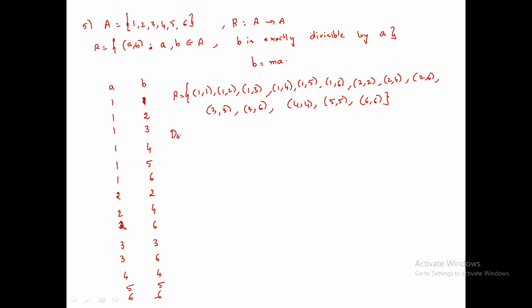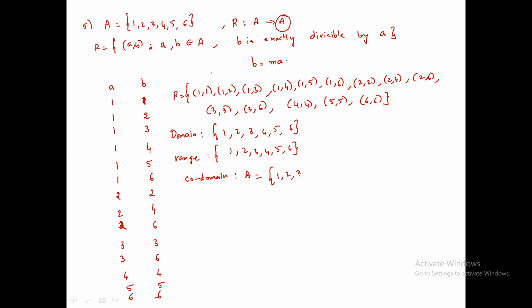Now domain, all the x's which we have taken, 1, 2, 3, 4, 5, 6. Range, all the y's which we got, 1, 2, 3, 4, 5, 6. Codomain, codomain is the set A itself, this set A. So in the set A, 1, 2, 3, 4, 5, 6. Again, here also you can see range is same as codomain.